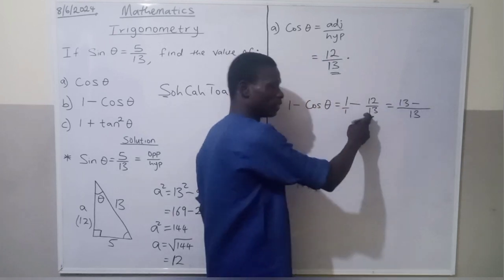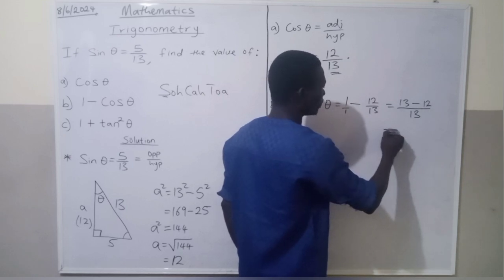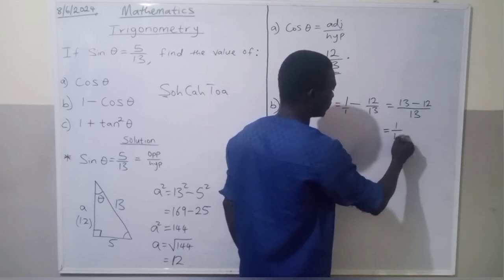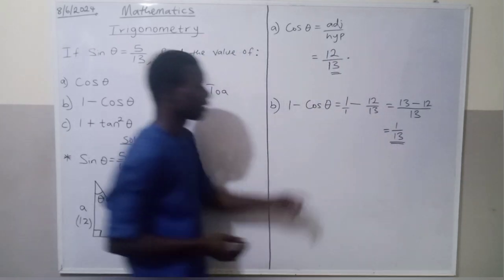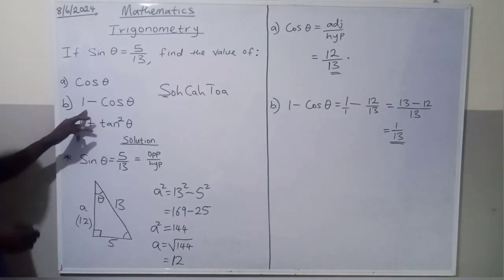Then 13 divided by 13 is 1. 1 times 12 is 12. So 13 minus 12 gives us what? 1 over 13. So 1 minus cos theta is 1 over 13, as it has been seen there. So that's that for the second question.